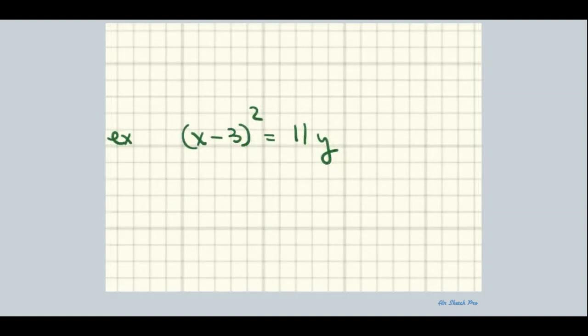Okay, let's look at this example, guys. I transformed this just by moving the vertex 3 units to the right. Instead of x, I'm looking at x minus 3. Does this open up, down, left, right, guys? Somebody tell me. This opens up, down, left, right.